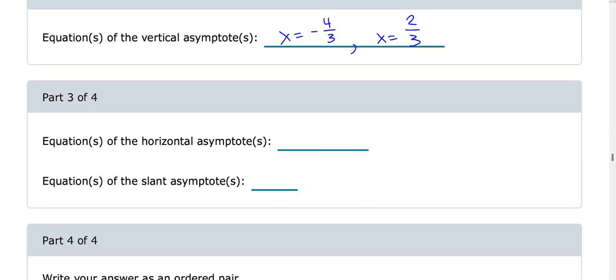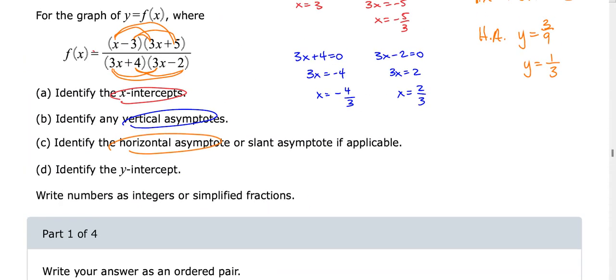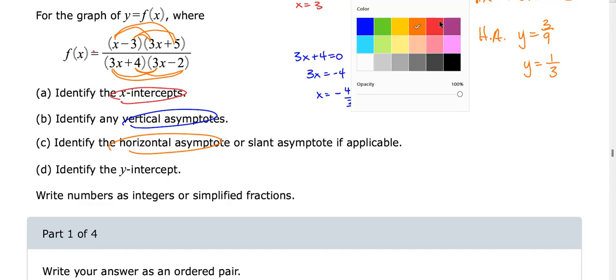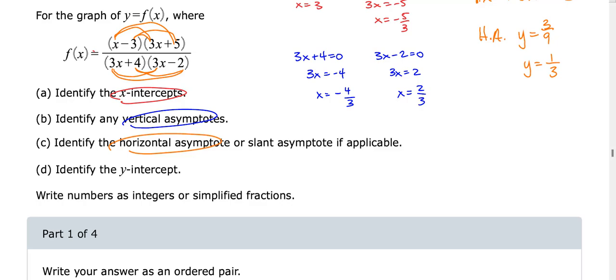If there's a horizontal asymptote, there cannot be a slant, so that's going to be a none. Last but not least, the y-intercept. To find the y-intercept, let x be 0.